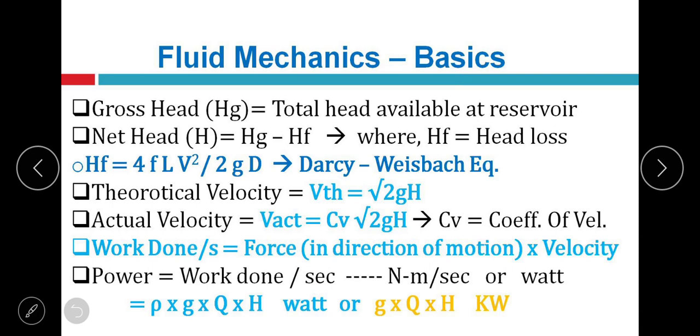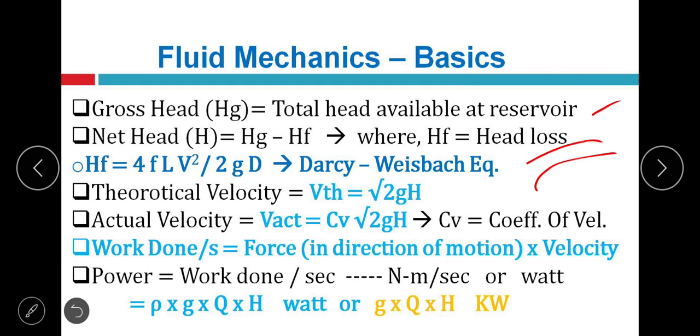Now, we know gross head Hg is equal to the total head available at the reservoir. Net head H is equal to Hg minus Hf, where Hf is nothing but head loss due to friction, and it is given by 4FLV squared by 2gD, which is given by Darcy-Weisbach equation.